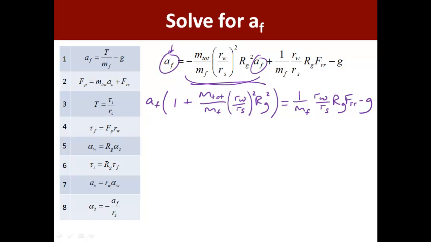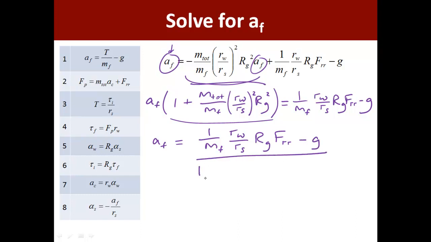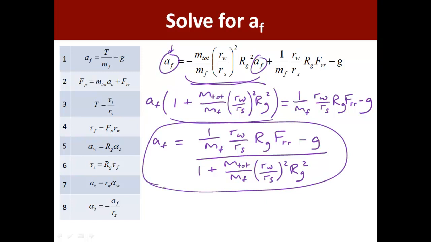And now to solve for A sub F, I just need to divide by this grouping. So AF is equal to 1 over MF, RW over RS, capital R sub G, FRR minus G, all divided by 1 plus M total over MF, RW over RS squared, RG squared. And so here now we have an equation for A sub F.